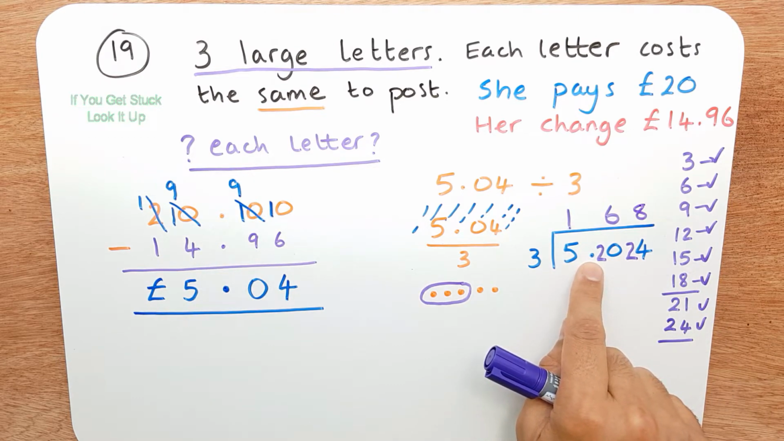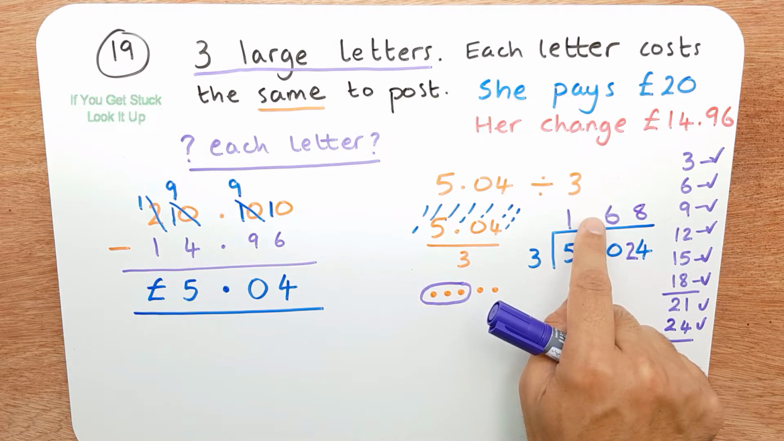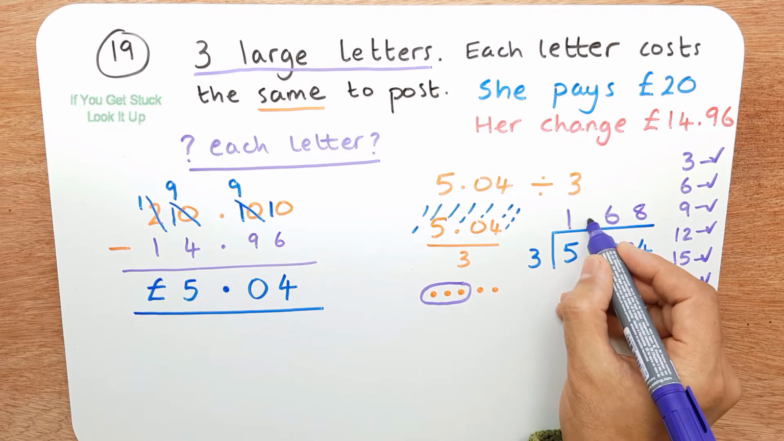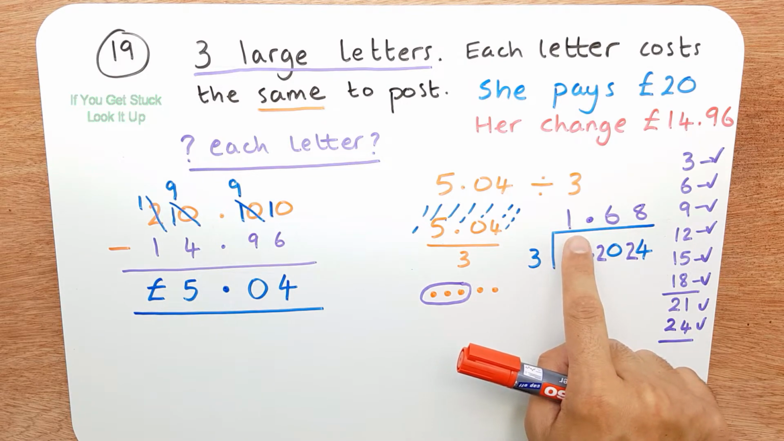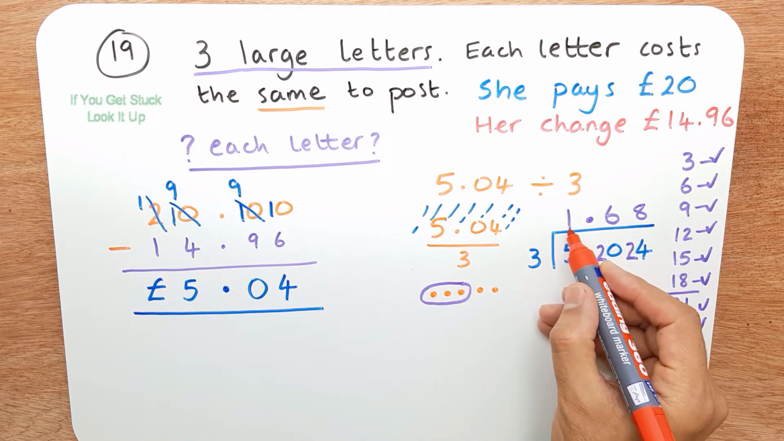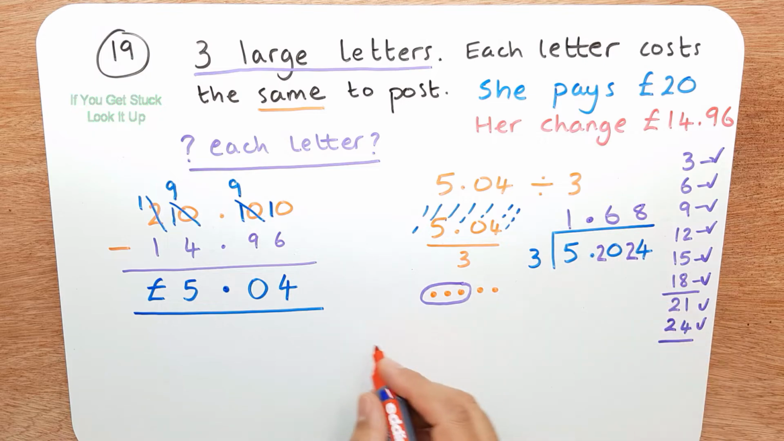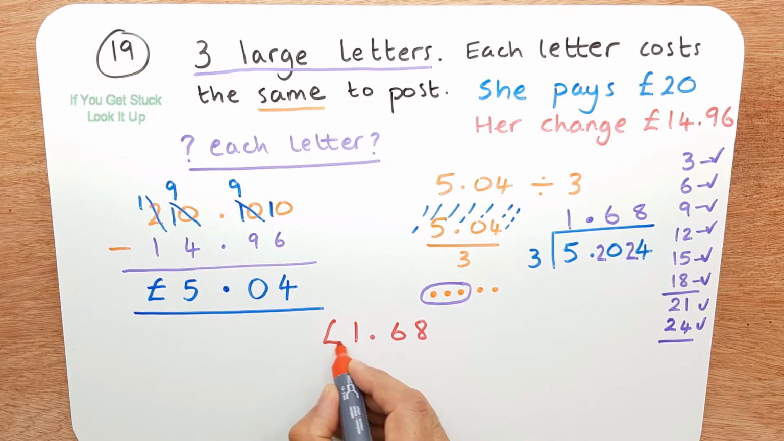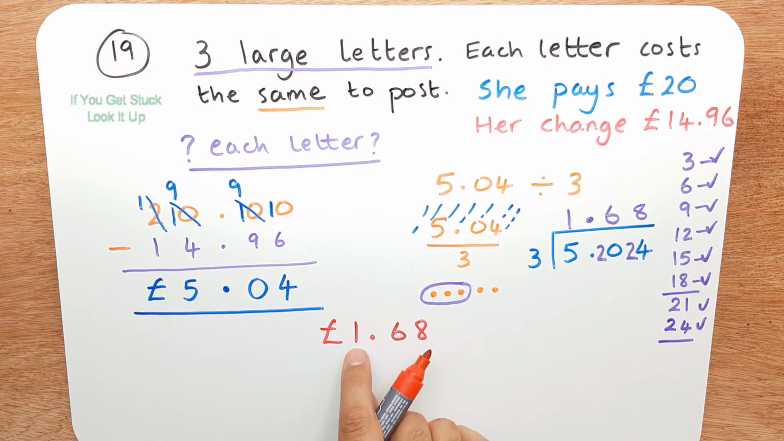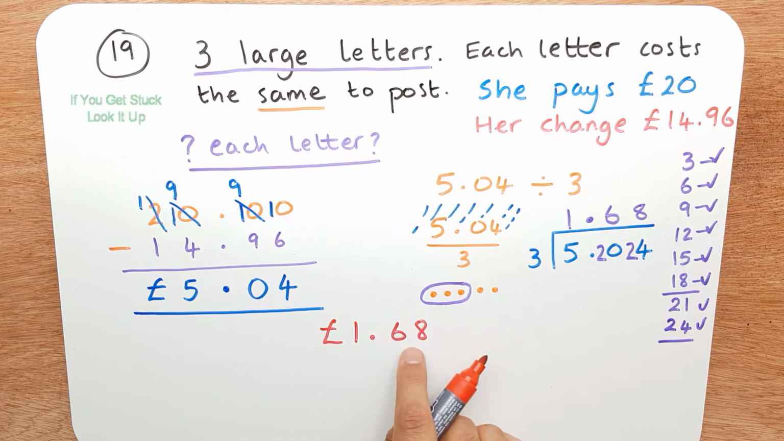Now I'm going to take this decimal point and place it there very carefully. Now that is my answer. 1.68. Let me write that here. 1.68. And because we're dealing with money, our answer is £1.68.